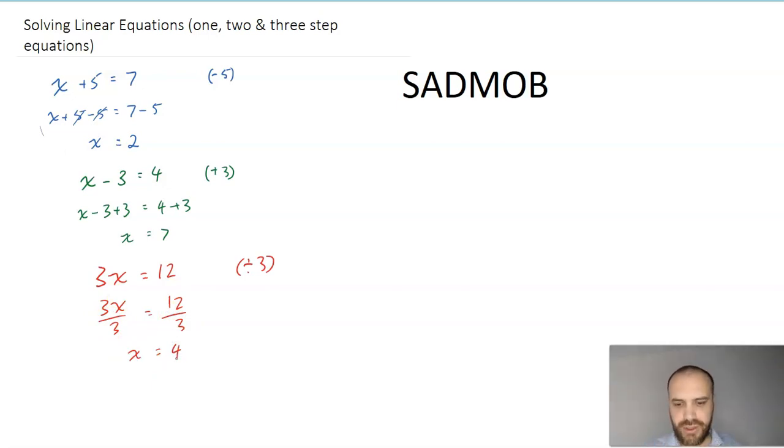Now, again, you could choose to skip this step. I guess you could choose to skip this step in the middle, but you can't choose to skip both. You've got to show some working here.